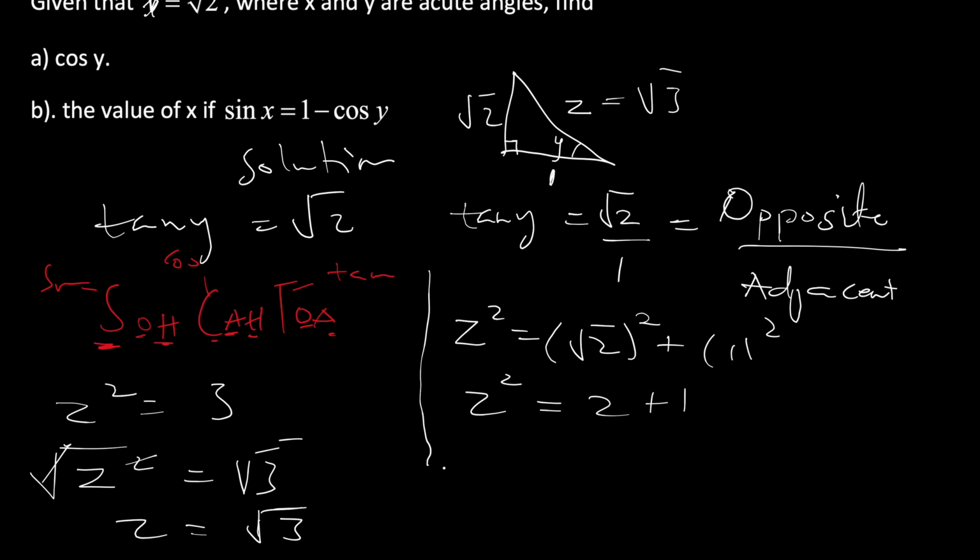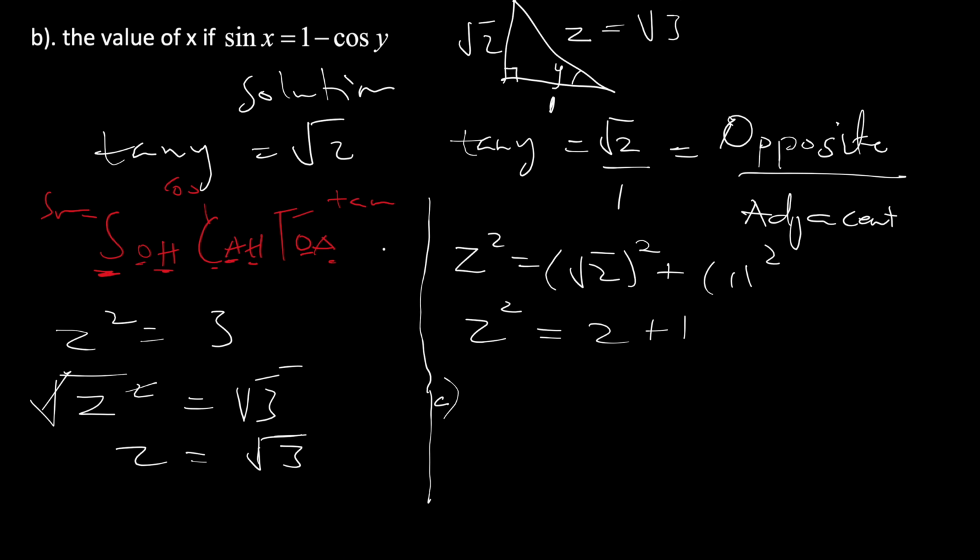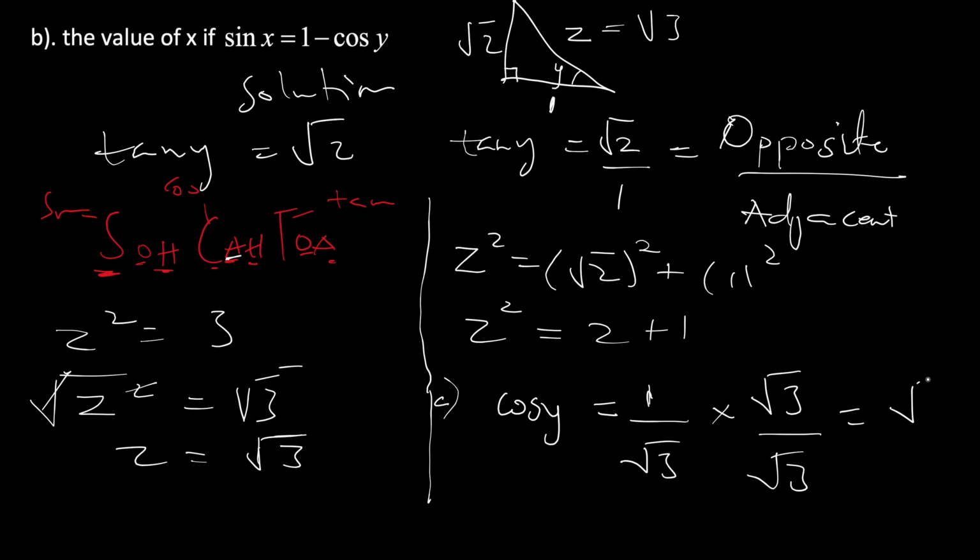Now to find cos y. We are asked to find cos y. We know that cos is equal to the adjacent over the hypotenuse. So our cos y is equal to the adjacent, which is 1, over the hypotenuse, which is root 3. Now since the denominator contains a surd, we have to rationalize our fraction. We do so by multiplying the numerator and the denominator by root 3, over root 3 over root 3. This should give us root 3 over 3. So this will be our cos y.